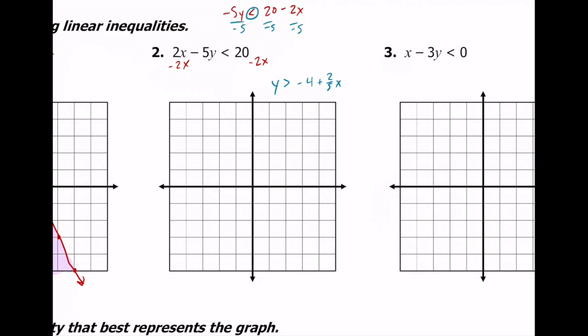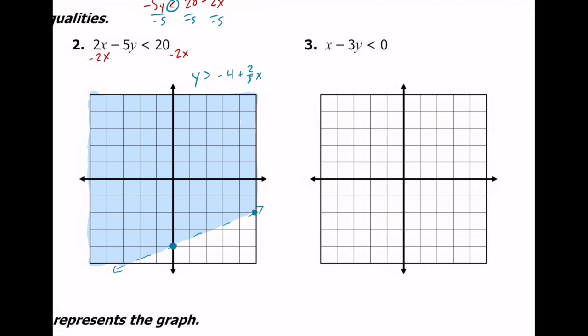We can put down our negative 4 as our y-intercept, and our slope of 2/5 means go up 2 units and over 5. We can only fit 2 points on our graph, but that's okay. We'll fill that in with a dotted line, and then this will get shaded above.